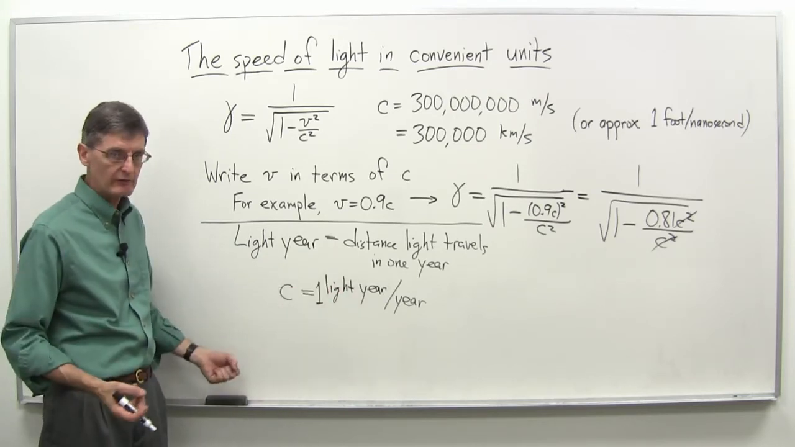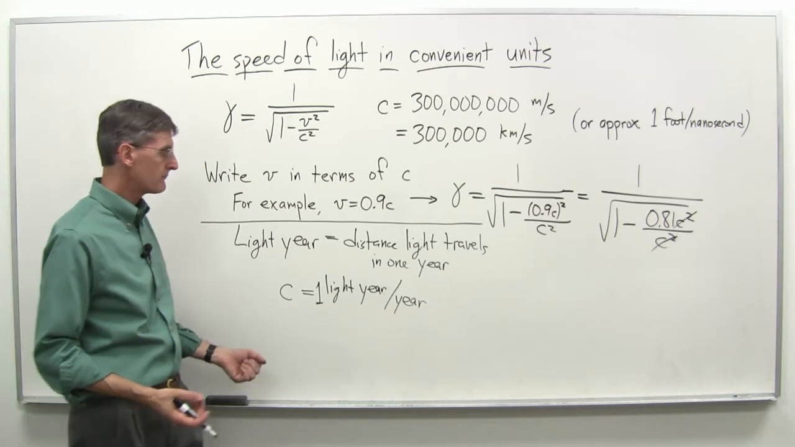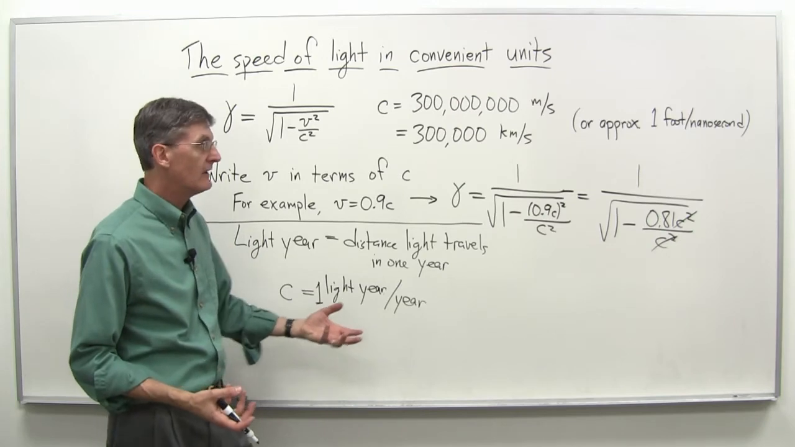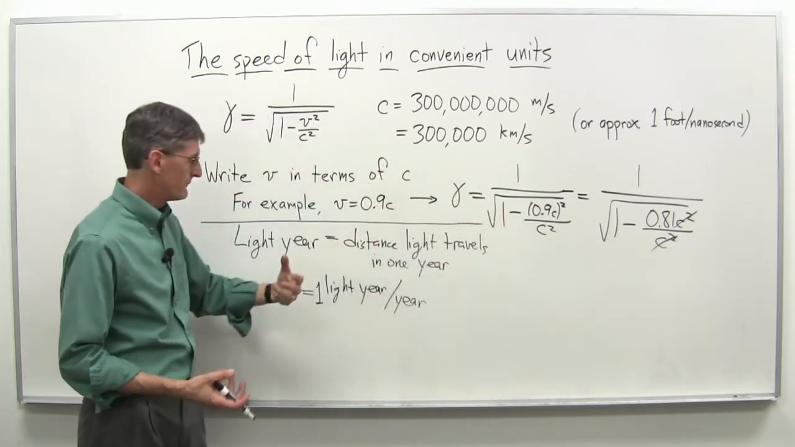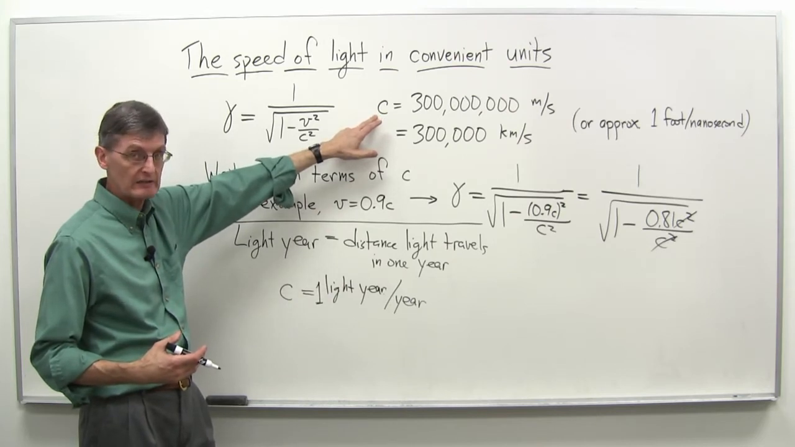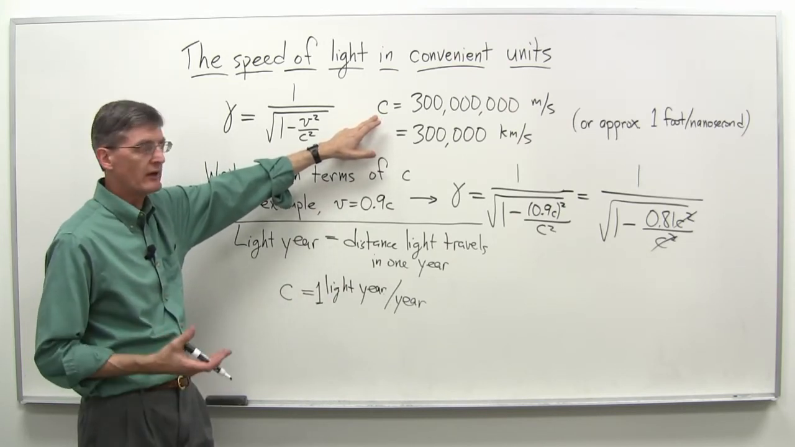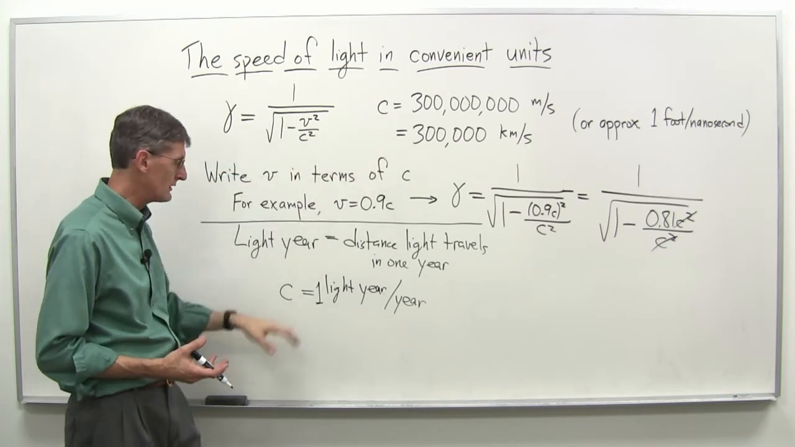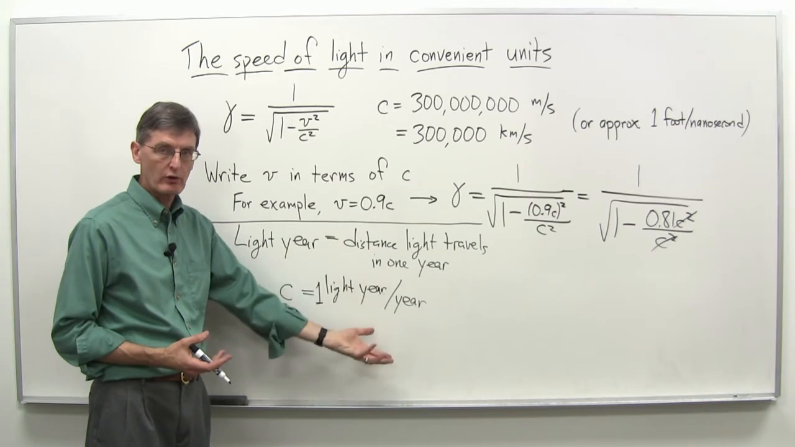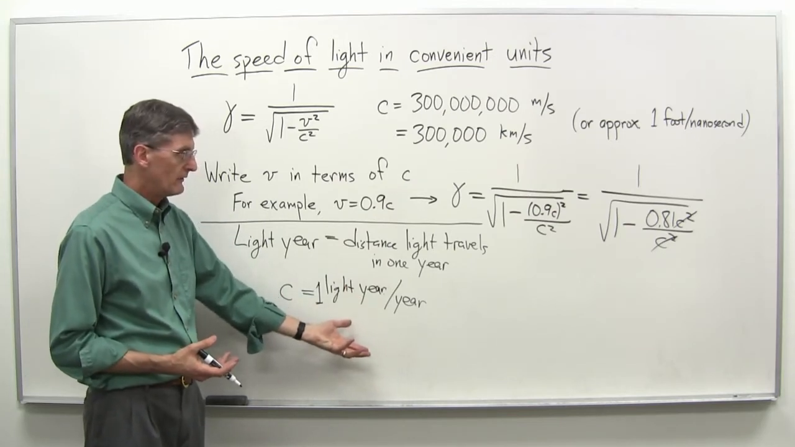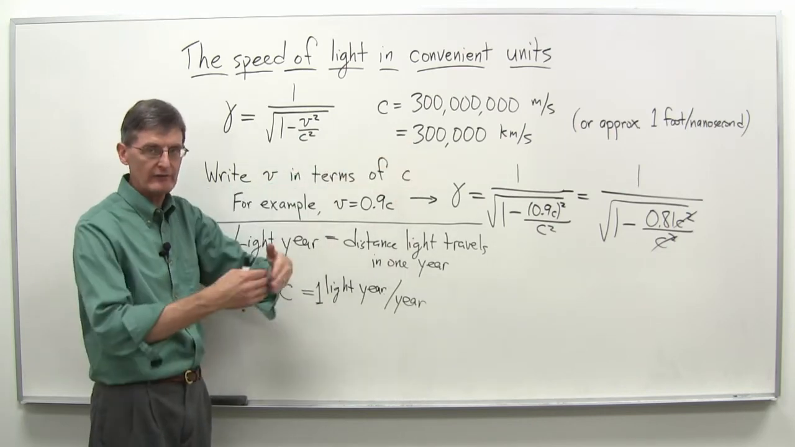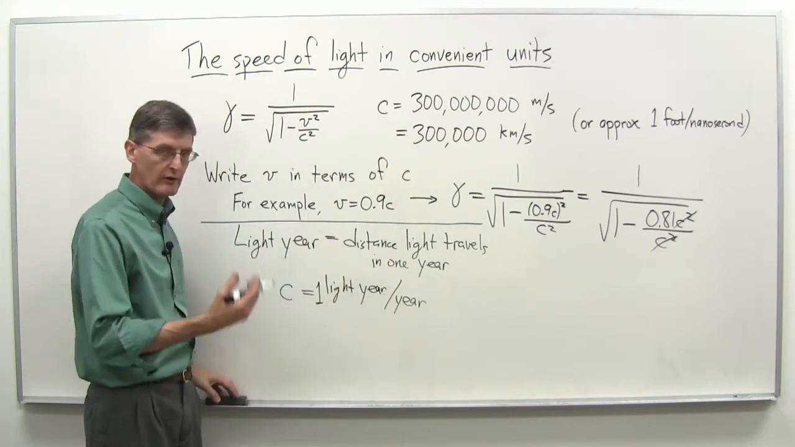Light second is often used. In fact, 1 light second is the distance light travels in 1 second, which is still pretty far, right? It's going 300 million meters per second. So in 1 second, it's 300 million meters. Okay? So 1 light second is 300 million meters. But c is 1 light second per second. If you did 1 light nanosecond per nanosecond, then it's 1 foot. That's the distance light travels in 1 nanosecond, approximately.